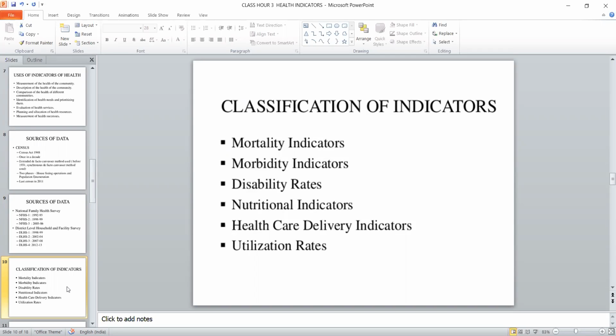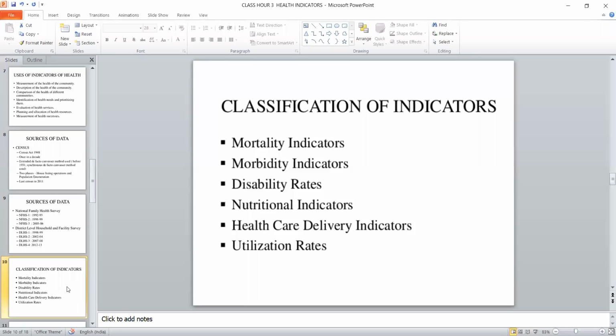Totally, I have listed 12. Actually, our syllabus covers only 6. But first, we will discuss all the indicators, and then based on our syllabus, we will continue. The first indicator of health is mortality indicators. Mortality is death rate, technically we can say fatality rate. That is how many deaths are taking place in every 1,000. It's called mortality.